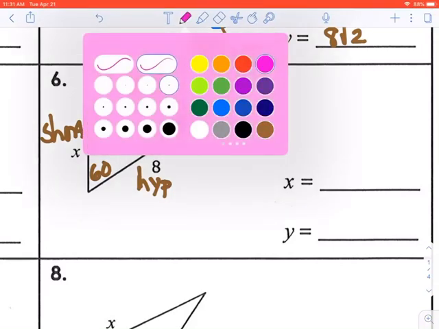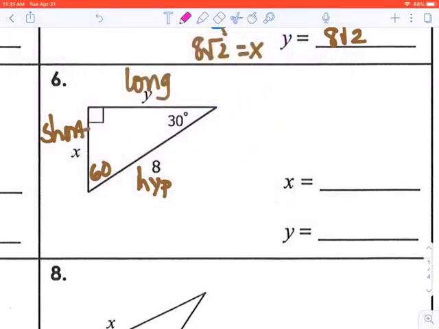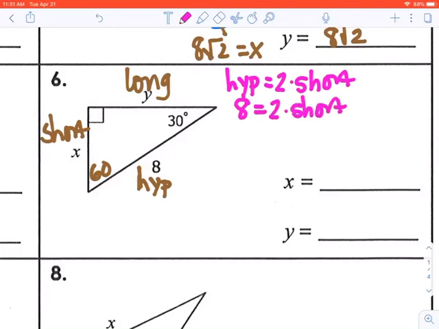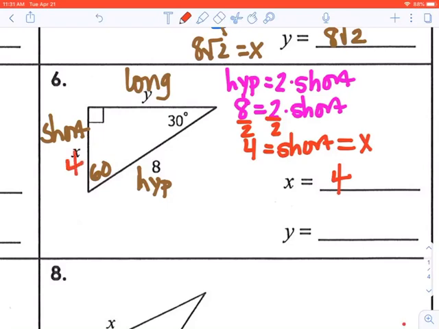And so what happens is we need to start with the hypotenuse formula. The hypotenuse formula in a 30, 60, 90 is 2 times the short leg. So let's plug in what we know. So we know the hypotenuse. So we use the hypotenuse formula. Hypotenuse is 8. That's 2 times the short leg. I can divide by 2 on both sides. And I get 4 is equal to the short leg. And our short leg is x. Okay, so x is equal to 4.